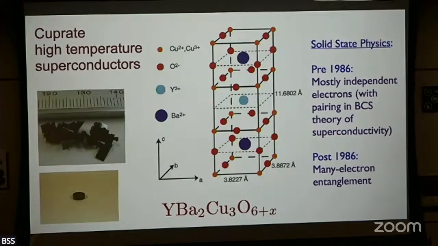So this is YBCO. And as I'm sure you've heard, the most important property is this square lattice of copper oxygen atoms. And all of my lectures are going to be motivated by all the amazing phenomena that this simple system displays. So of course, this was discovered way back in 1986, and we're still working on it.